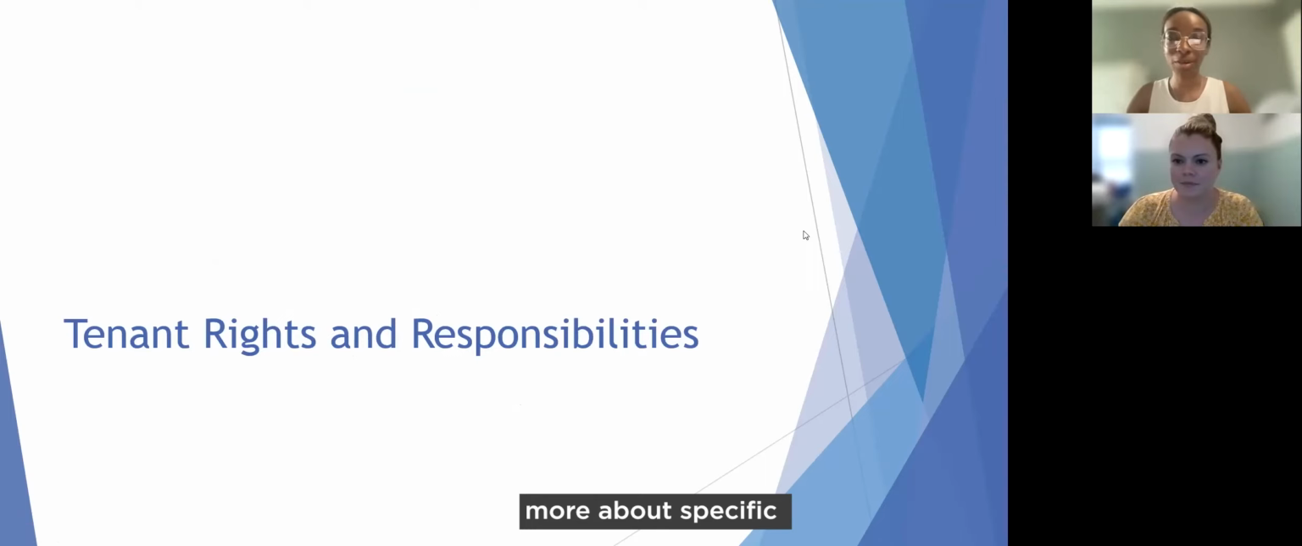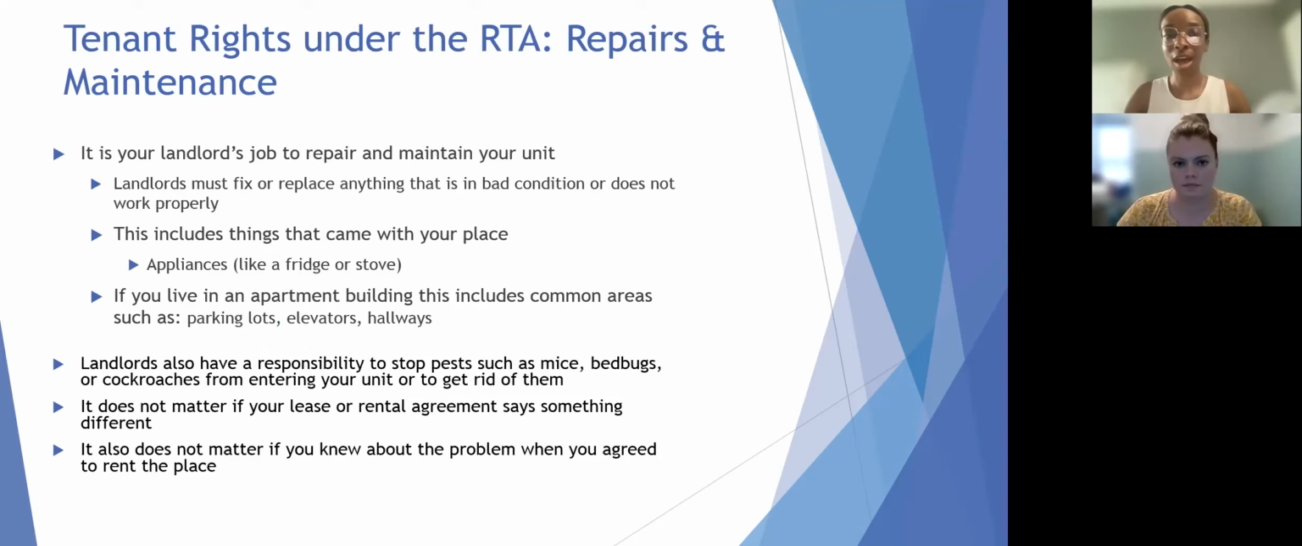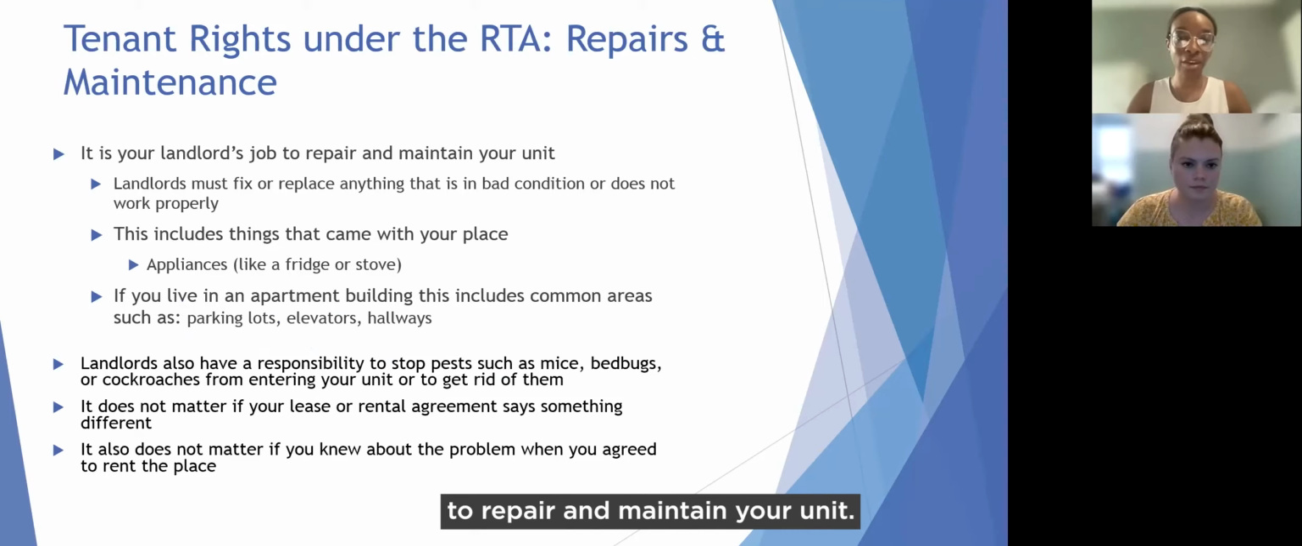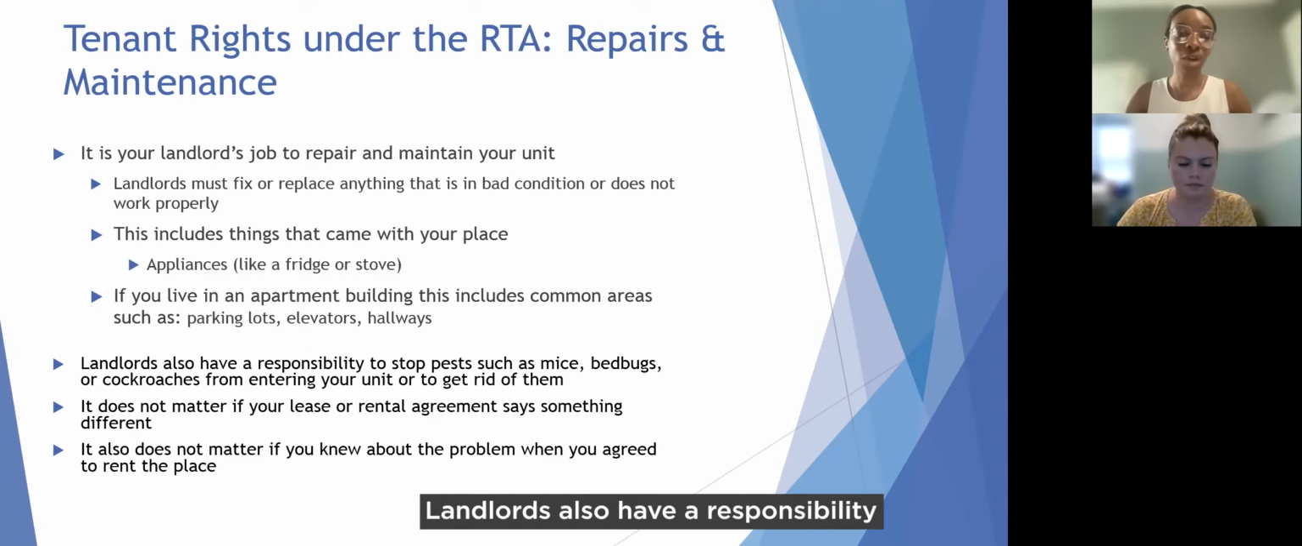So I'll be talking a little bit more about specific rights that you might have as a tenant and responsibilities of tenants and landlords as well. Okay, perfect. So tenant rights under the RTA, repairs and maintenance. It's your landlord's job to repair and maintain your unit. Landlords must fix or replace anything that is in bad condition or doesn't work properly. This includes things that come with your place, so appliances like a stove or a fridge. And if you live in an apartment building, this includes common areas such as parking lots, elevators, hallways. Landlords also have a responsibility to stop pests such as mice, bed bugs, or cockroaches from entering your unit, or to get rid of them if they are already in your unit. It doesn't matter if your lease or rental agreement says otherwise, and it also does not matter if you were aware of the problem when you agreed to rent the place.